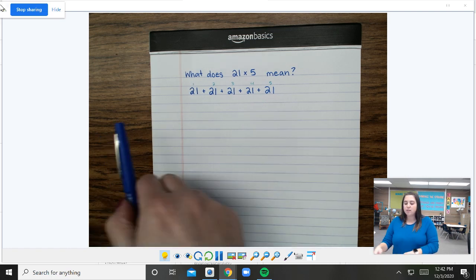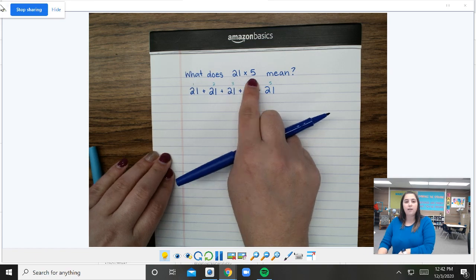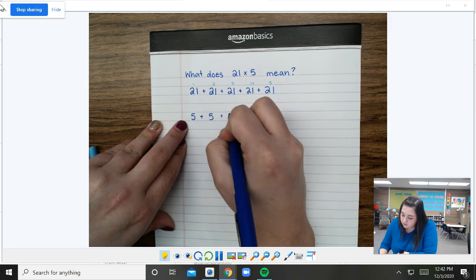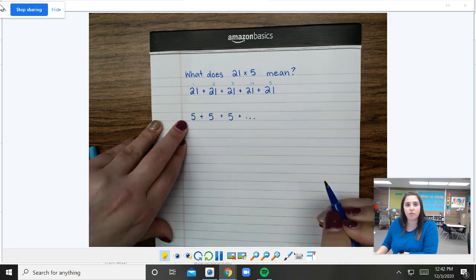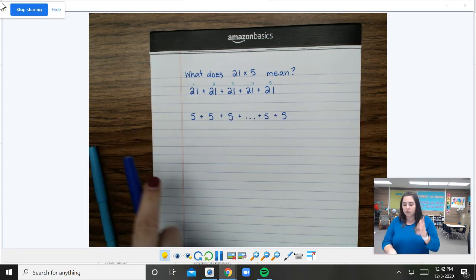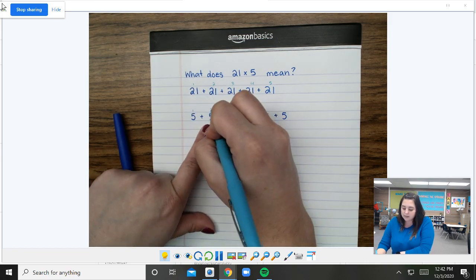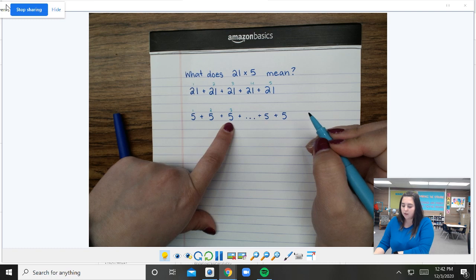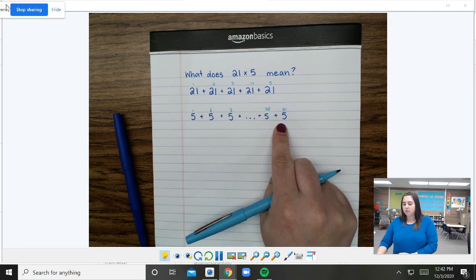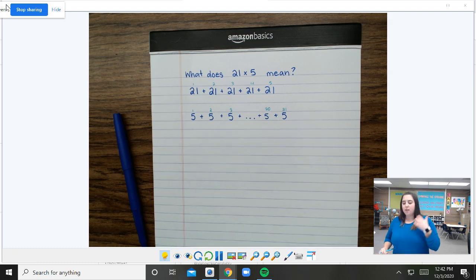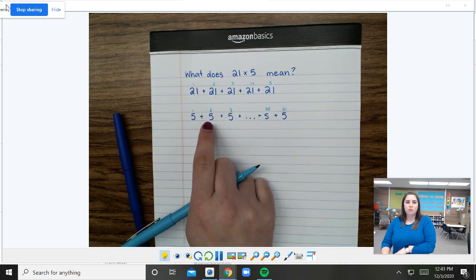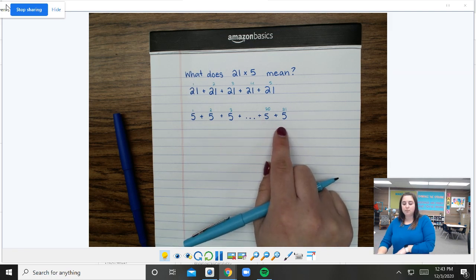Another way we could think about this is 21 copies of 5. So I could have 5 plus 5 plus 5 plus a whole bunch of them, dot, dot, dot, plus 5 plus 5. So let's pretend this is my first copy, my second copy, my third copy, and I have 21 total. So that'll be my 20th, my 21st. Pretend I wrote them all out. So I could think of 21 times 5 as 21 copies of 5. 5 plus 5 plus 5 plus 5 plus 5 plus 5, 21 times.